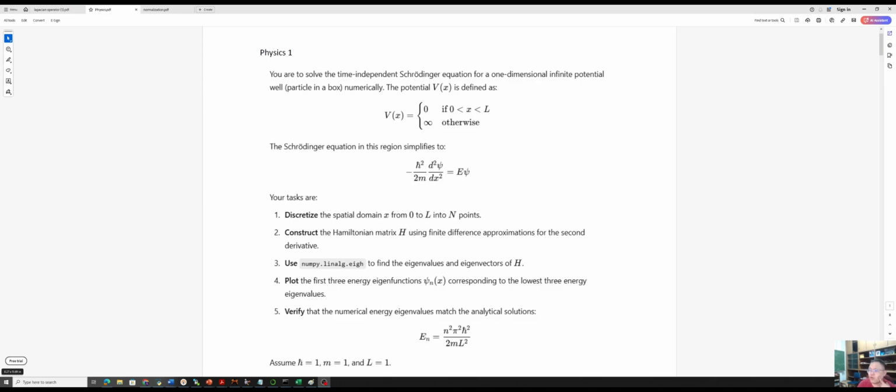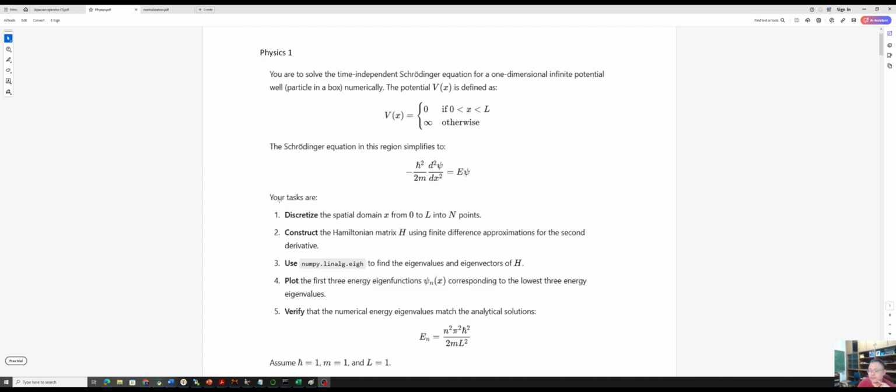Now today we are going to look at a physics problem. We are going to solve the time-independent Schrodinger equation in a one-dimensional infinite potential well, a particle in a box, numerically, given that the potential from 0 to L is 0 and infinity outside. And you know that the Schrodinger equation in this region can be simplified to this one.